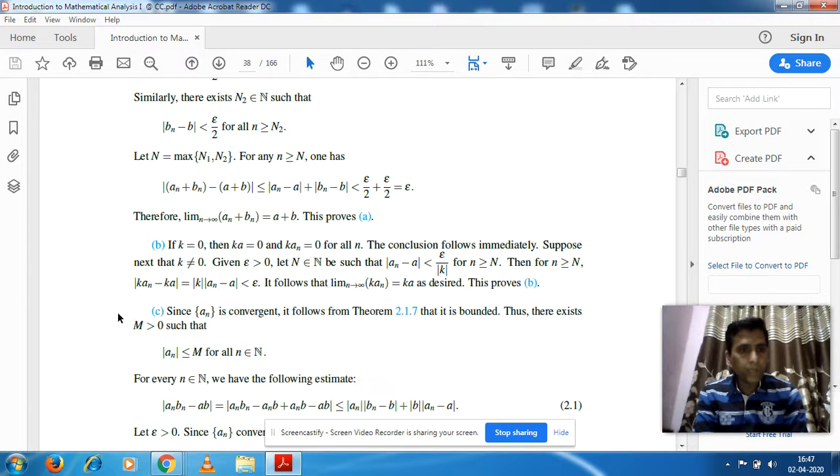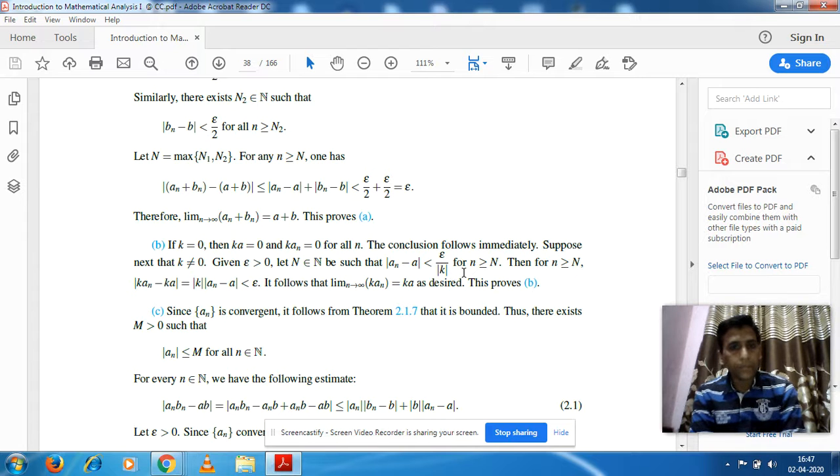Similarly, part b, here we have taken k. If k is 0, there is nothing to prove. Suppose k is not equal to 0. Since an is convergent, I take epsilon as epsilon upon mod of k. Why? Because I have to counter this in the next equation. Epsilon is any positive number, so epsilon upon mod of k is a positive number, and mod of k is also a positive number.